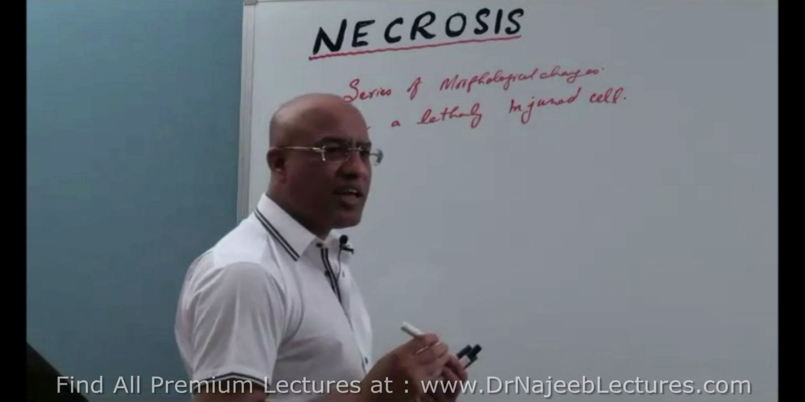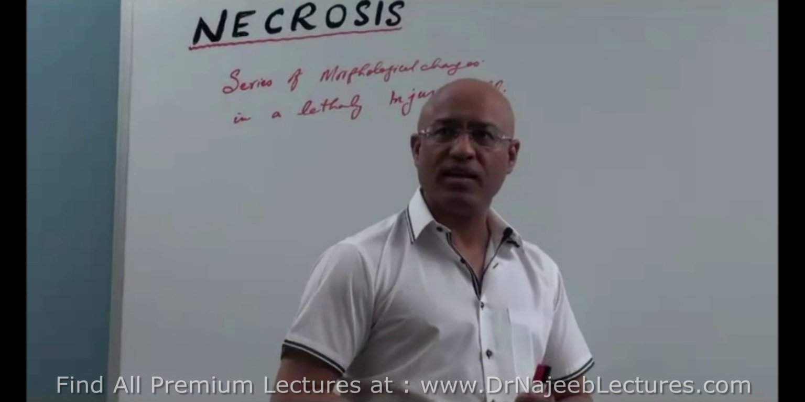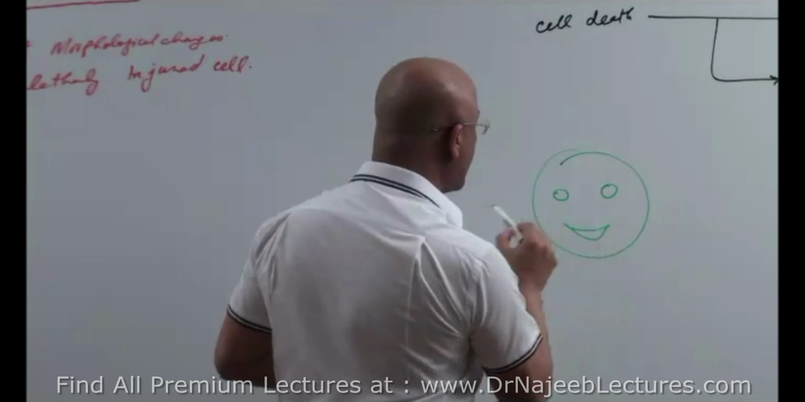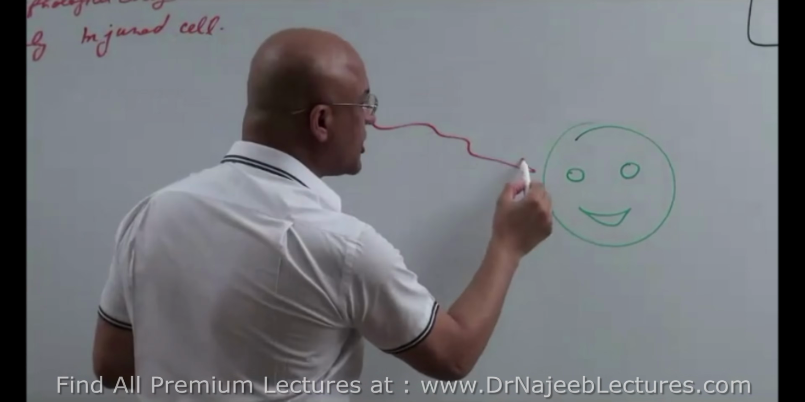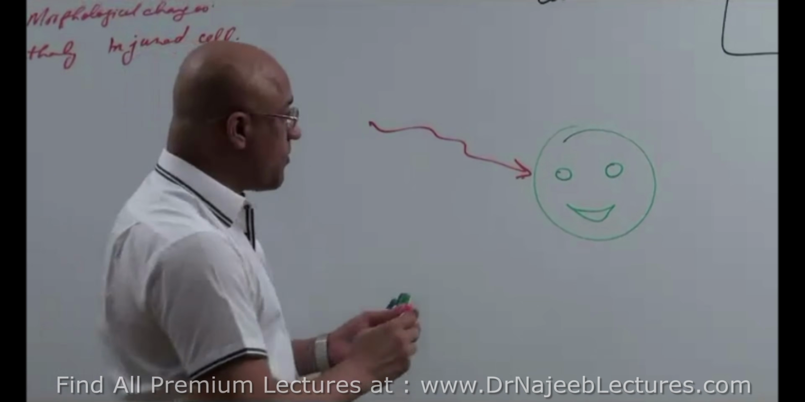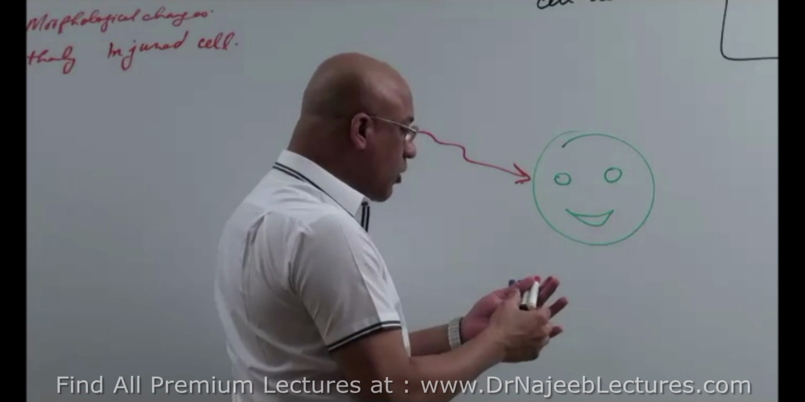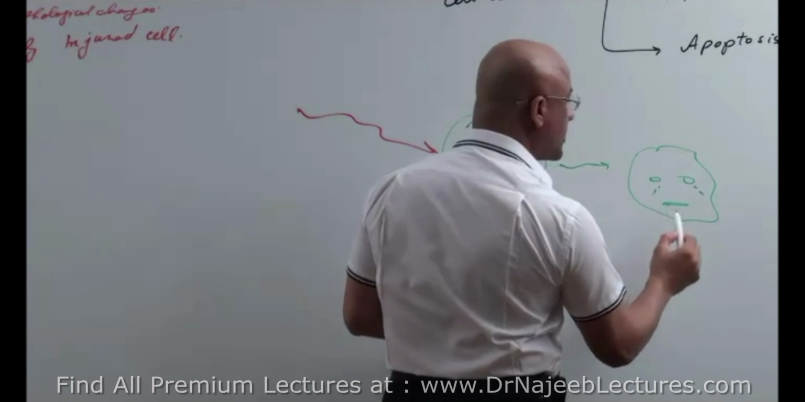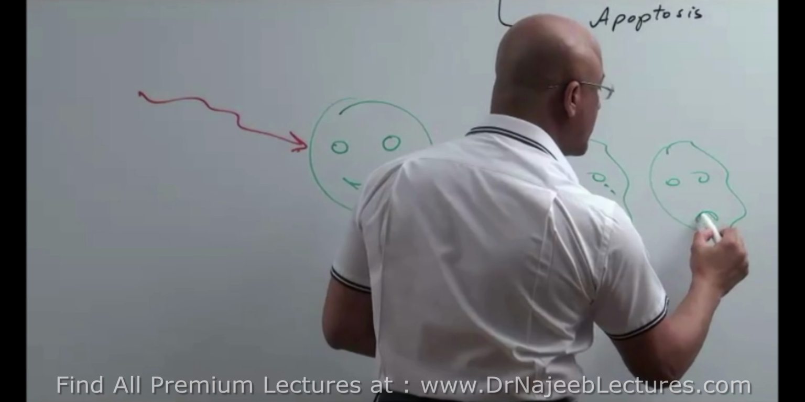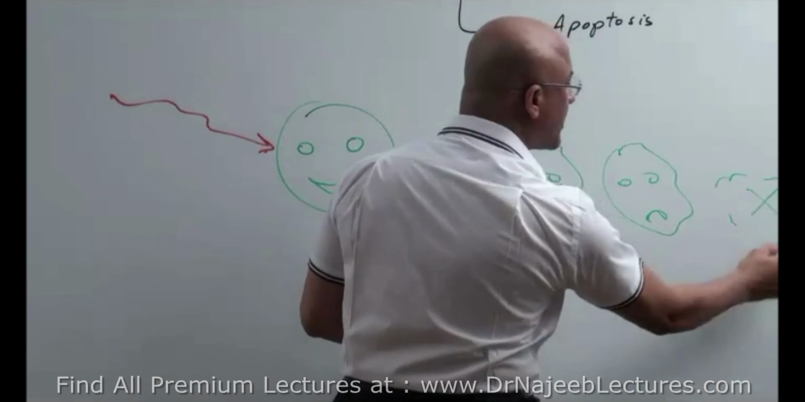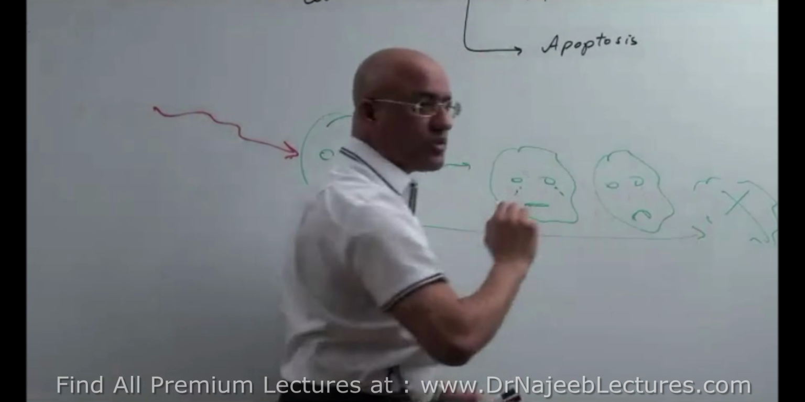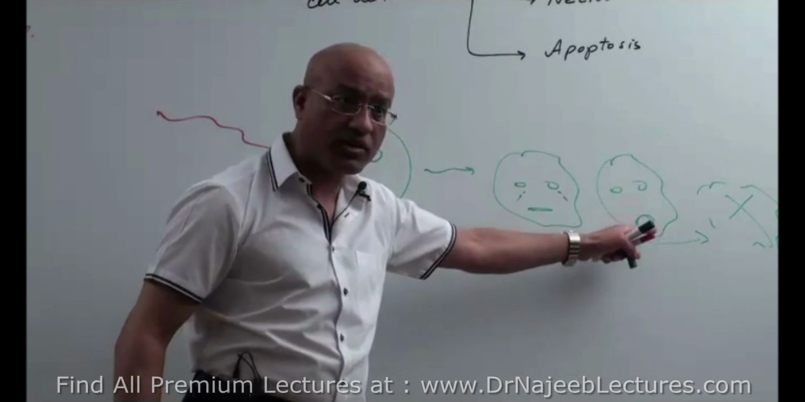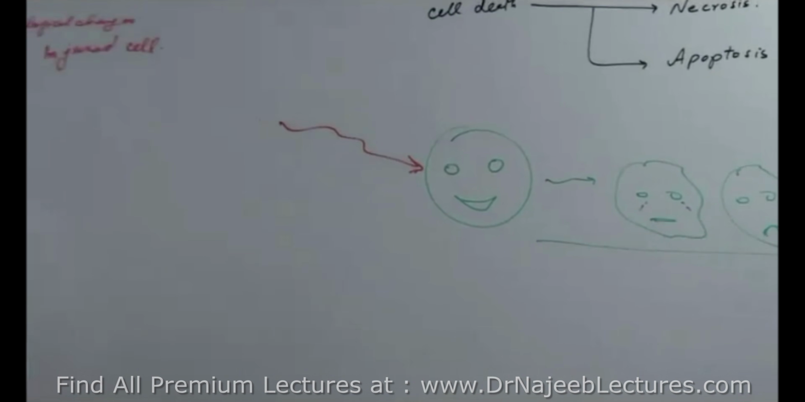It means when a cell is lethally injured, just imagine there is a cell here, a happy cell, and unfortunately some very severe injury occurs to it. After the injury, it will pass through certain changes, and those changes will eventually lead to the death of the cell. These changes are called necrosis. The series of changes which occur in a cell which is lethally injured is called necrosis. Am I clear?